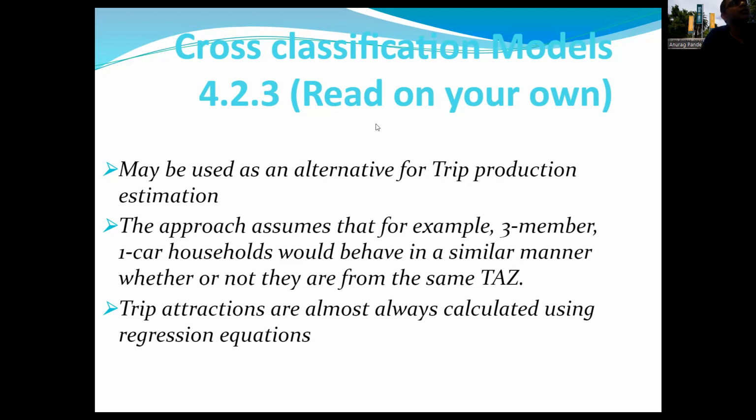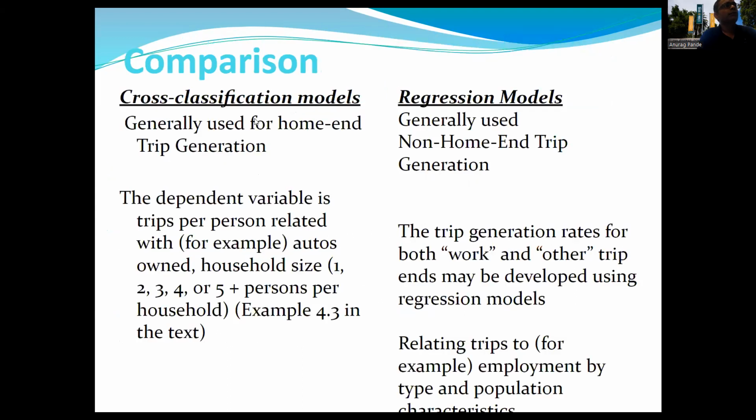This cross classification model can be used only for trip generation or trip productions. Trip attractions are always estimated using the regression equation. But for trip productions, you can use this cross classification approach. I want you to read section 4.2.3 to get a hold of this approach. Some of the comparison: cross classification models are generated for home-based trip generation, typically for production. Regression models are for non-home-based trip generation. The dependent variable is trips per person related with autos owned and household size. If you want to get a sense of that, look at example 4.3 in your textbook.